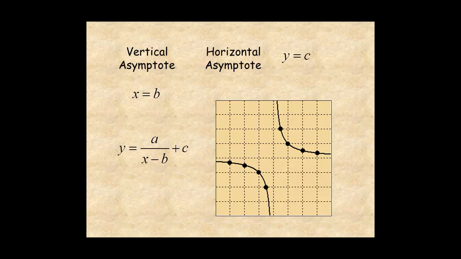Also notice on one side of the VA, the graph can either be above or below the HA, but can't be both above and below, because then it would fail the vertical line test, and it wouldn't be a function.